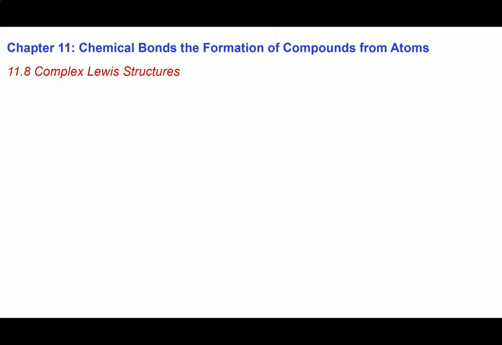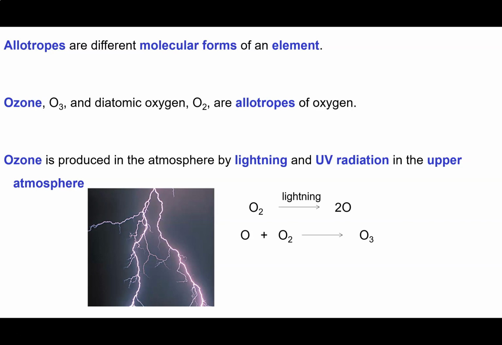The first example that I'm going to give is related to what is known as an allotrope of oxygen. Allotropes are different molecular forms of an element. A good example is that there is more than one form of carbon. Carbon in its most common form is graphite, which is pure carbon. But there is also carbon in a less common form, which is known as diamond, and diamond is pure carbon. So diamond and graphite are allotropes of the element carbon.